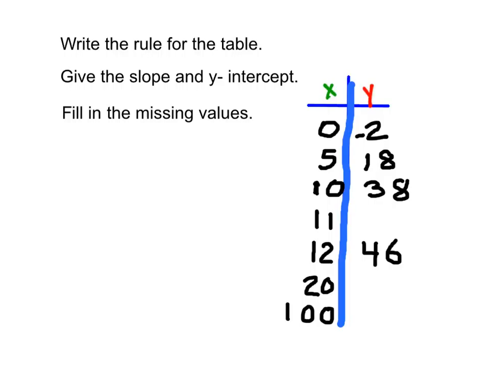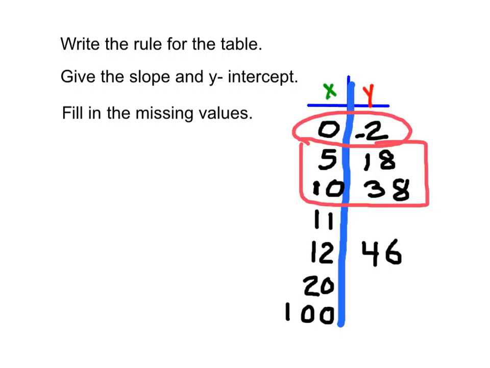Alright, let's do this one. Pause your video, write the rule for the table using slope and y-intercept, and fill in the missing values. Go ahead and pause your video. Welcome back from pausing the video. First of all, from my table, I can identify the y-intercept. It's right here. So in my rule, I'm going to have a -2. Next, I need to look for the growth rate. Alright, so these 2 points right here could give me a good clue.